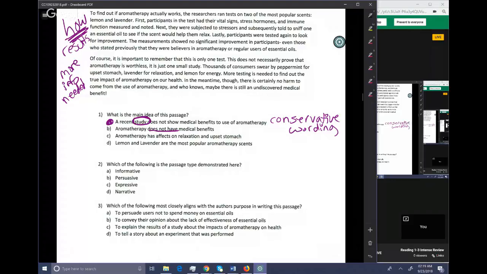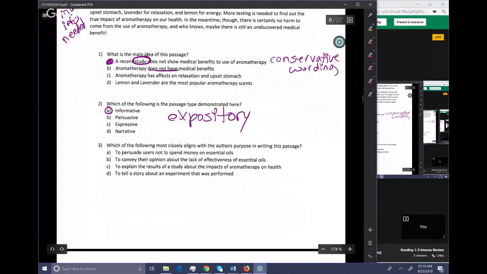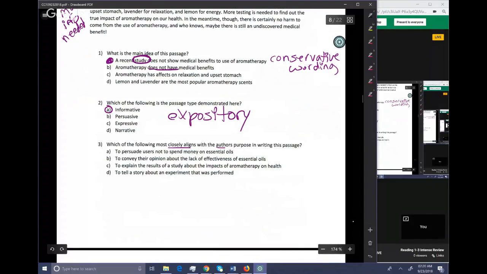Which of the following is the passage type demonstrated here? So that would be informative. This could have also been expository, and those will always be interchangeable, so I won't say that every time. Which of the following most closely aligns with the author's purpose in writing this passage?